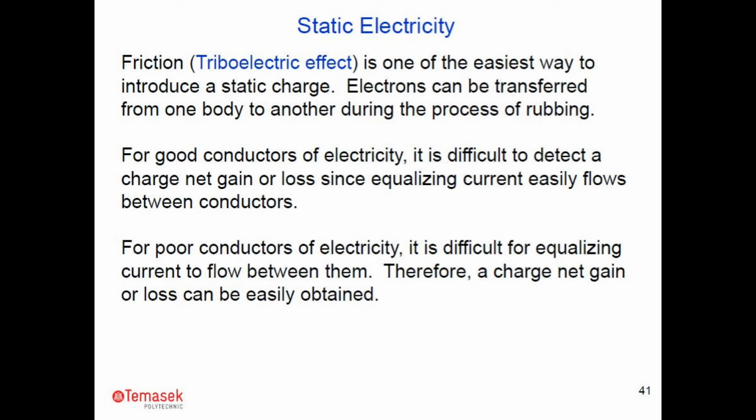Friction, also known as the triboelectric effect, is one of the easiest ways to introduce a static charge. Electrons can be transferred from one body to another during the process of rubbing. For good conductors of electricity, it is difficult to detect a net gain or loss since equalizing current easily flows between conductors. For poor conductors of electricity, it is difficult for equalizing current to flow between them. Therefore, a charge net gain or loss can be easily obtained.